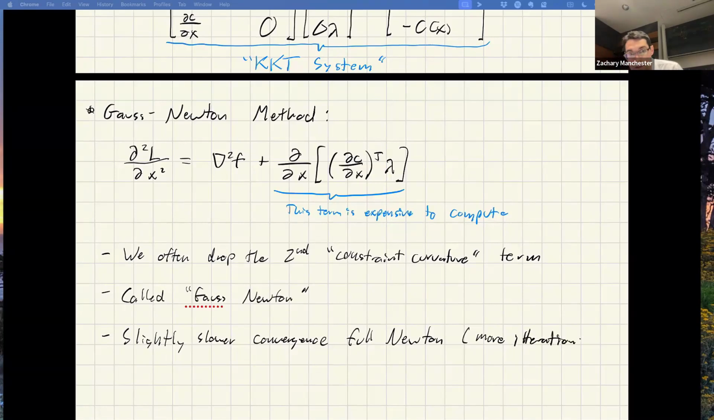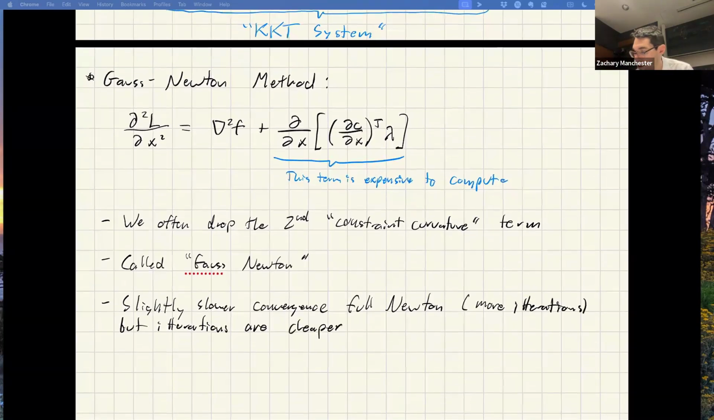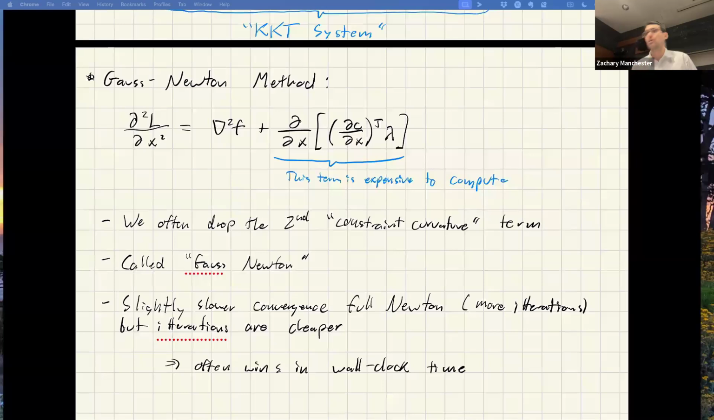So more iterations, but iterations are cheaper. And often you win with Gauss-Newton in terms of wall clock time. Okay, questions about that? Yeah.